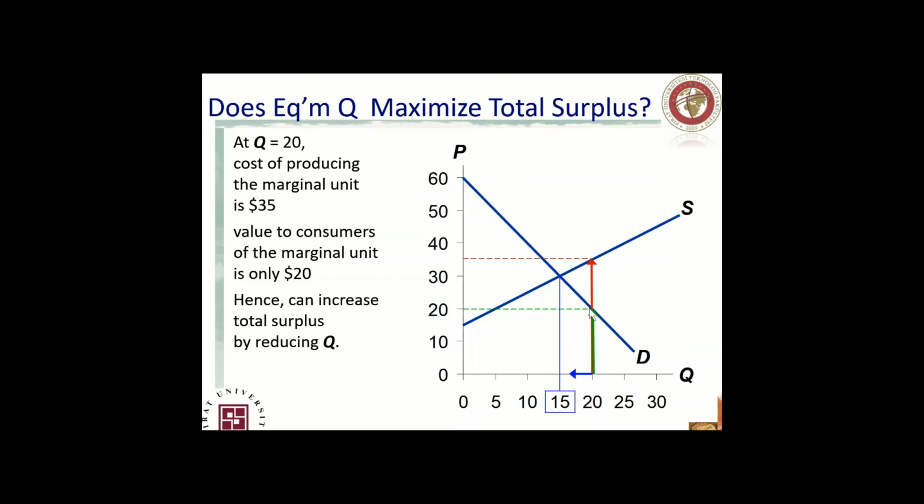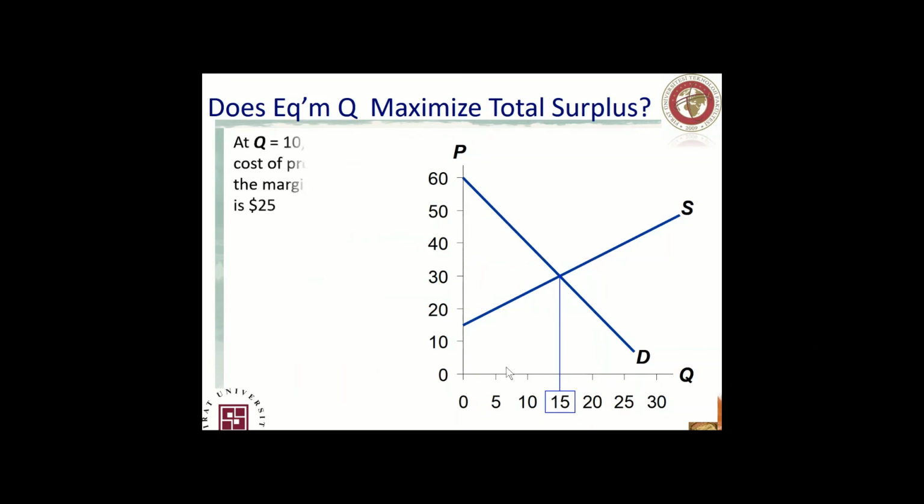How can we maximize it? We move towards the equilibrium. If we move towards the equilibrium, this area will be maximized. Each time it will increase until we reach the equilibrium. Once we reach the equilibrium, we will have these two triangles together, the consumer surplus and the producer surplus, and that's the maximum in that case.